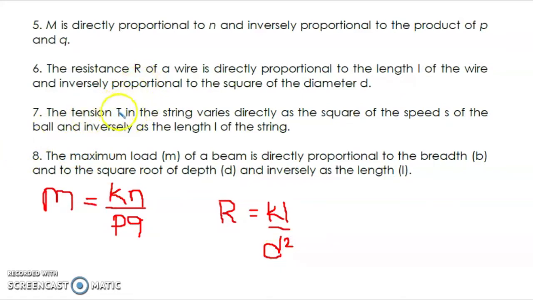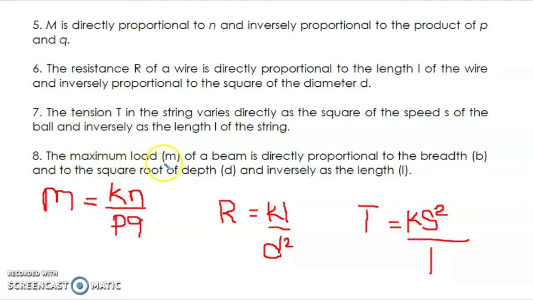How about this one? The tension T in the string varies directly as the square of speed. Again, you have your square. So I will write that as T varies directly, so you have your constant of variation k times the square of speed s, so s squared, and inversely to the length of the string, so over L.